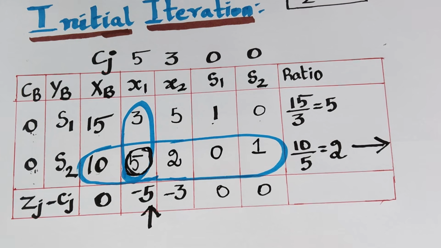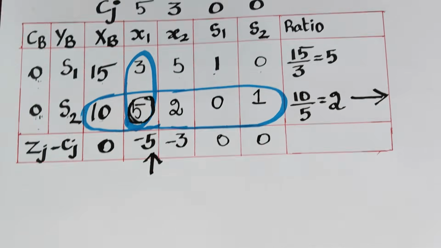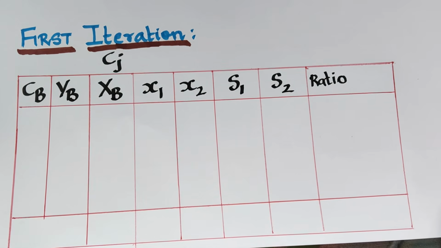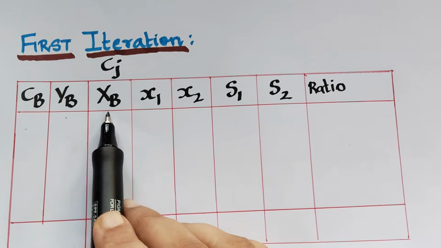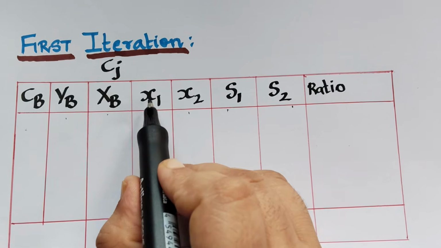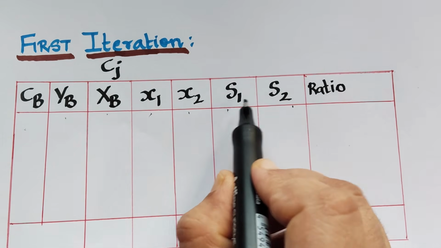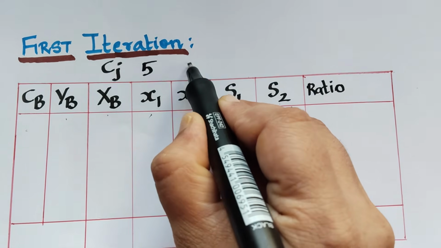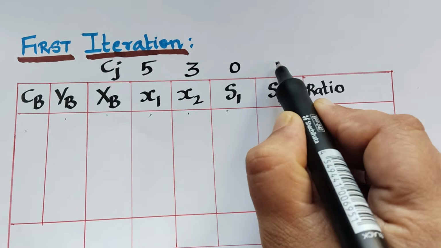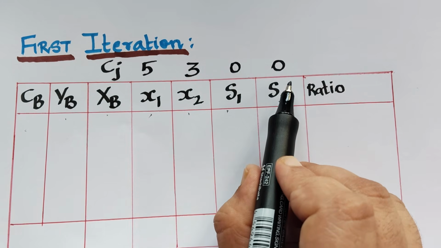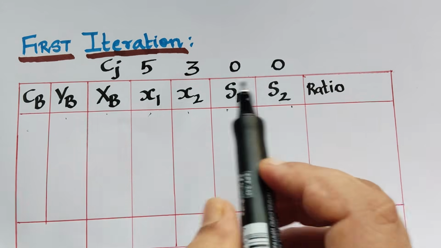So now in order to perform the first iteration, we have to again redo the table with the same headings, that is CB, YB, XB, X1, X2, S1, S2, and Cj will always remain the same, as the coefficients of these variables in the objective function remain the same. So 5, 3, 0, 0. So as in the previous table, Cj also remains the same.